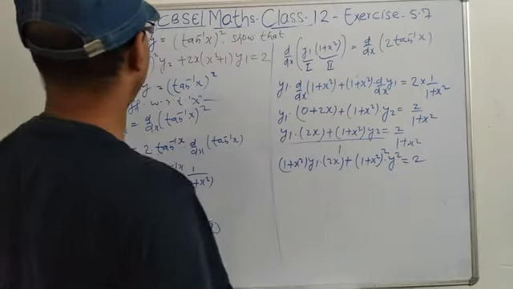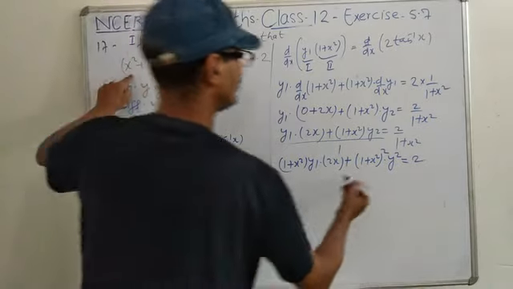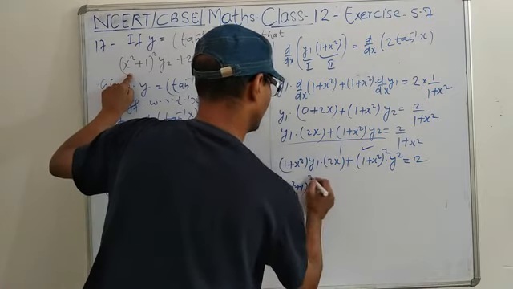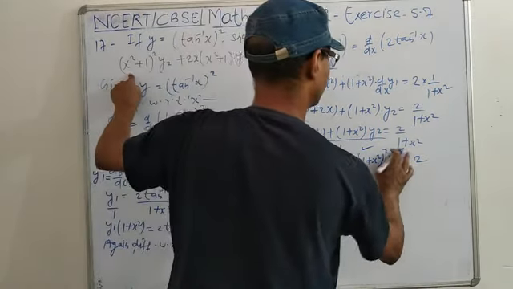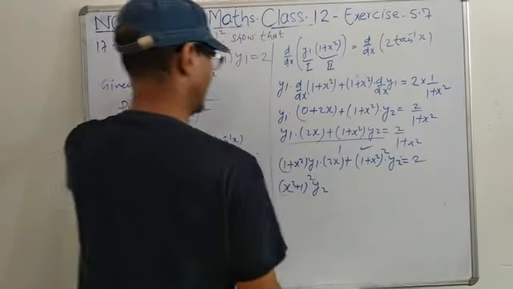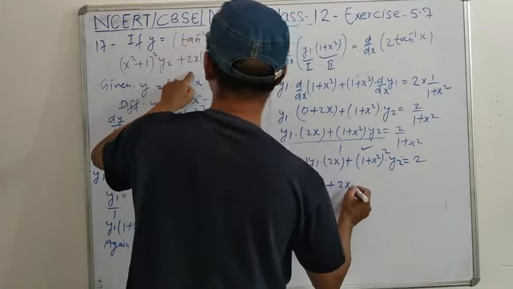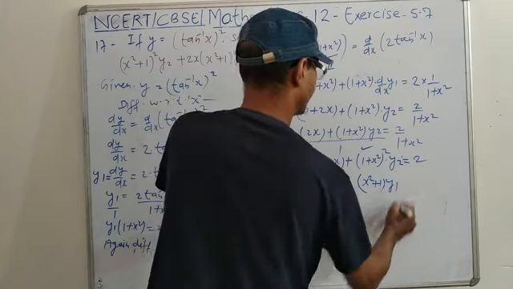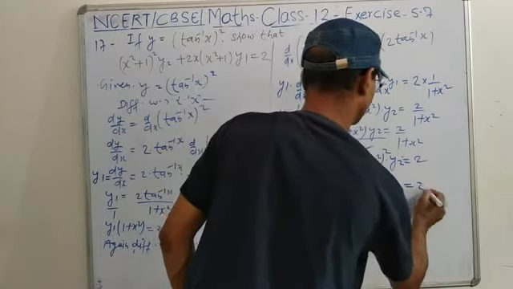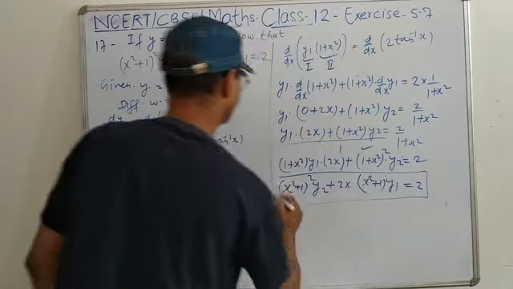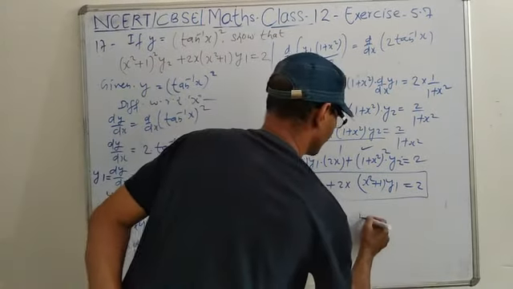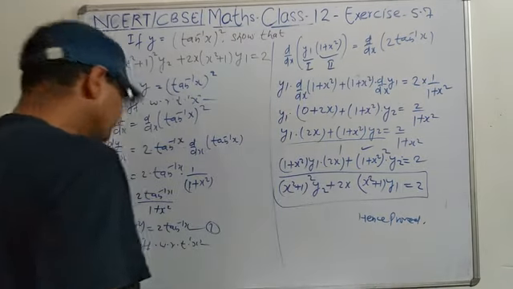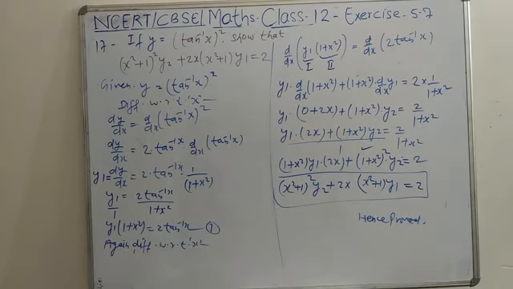So what is to prove? We have to prove this. We can write this (1 plus x square) otherwise as (x square plus 1) whole square y2, and plus this 2x in the bracket, it is written as (x square plus 1) y1, is equal to 2. So it is our required solution, so it is proved. So it was the solution of the last question 17.